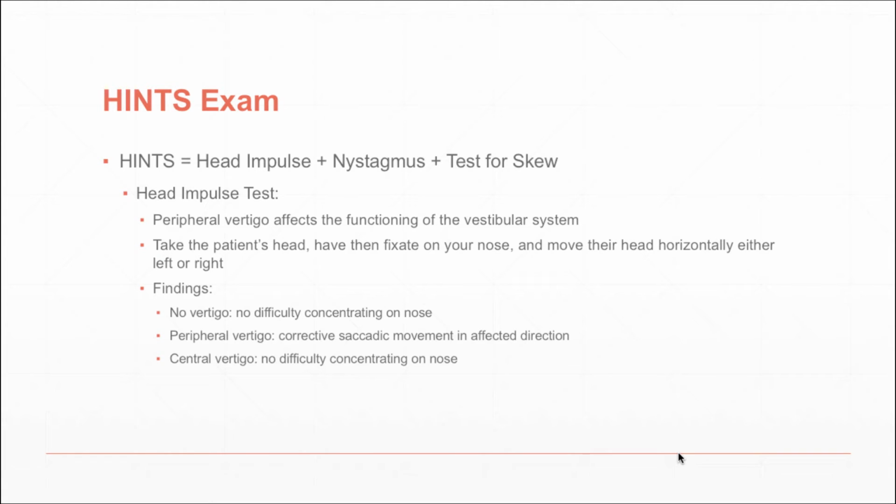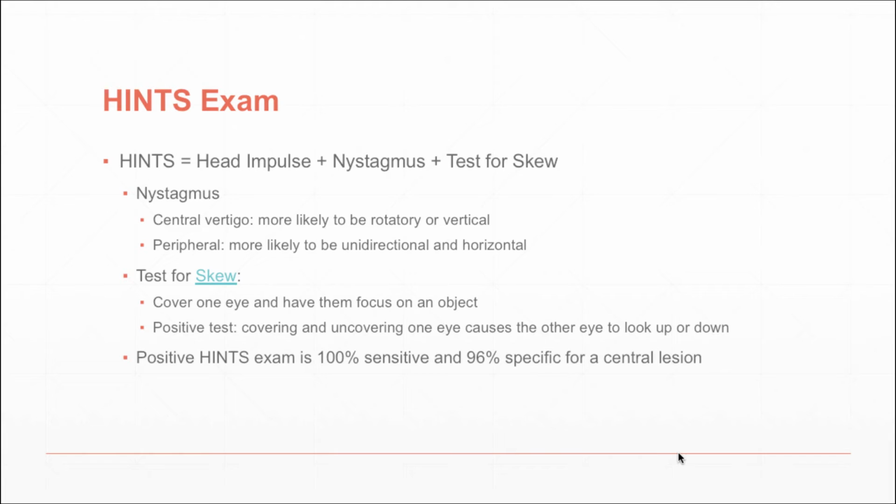So the interpretation of the head impulse test, at least, can be a little bit confusing, but important to know. Nystagmus, central vertigo, again, is more likely to be rotatory or vertical, and peripheral is more likely to be unidirectional and horizontal. And then lastly, the test for skew.